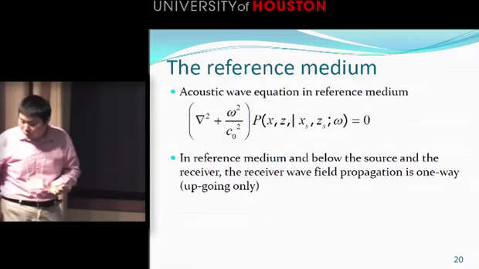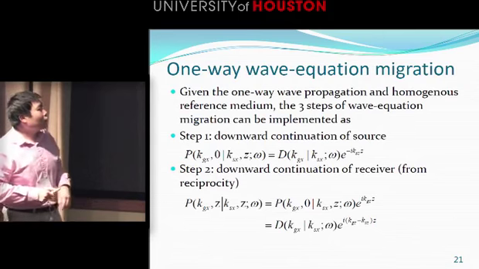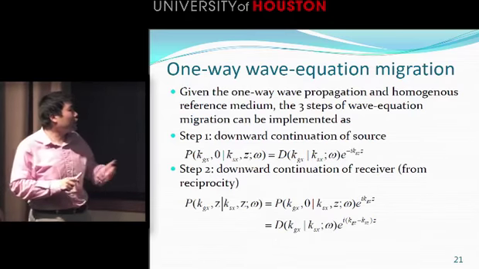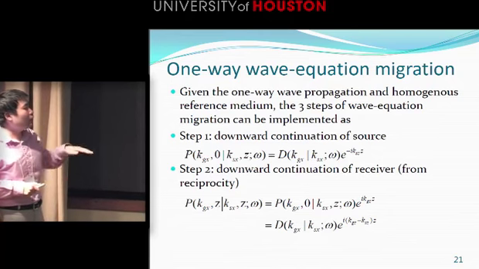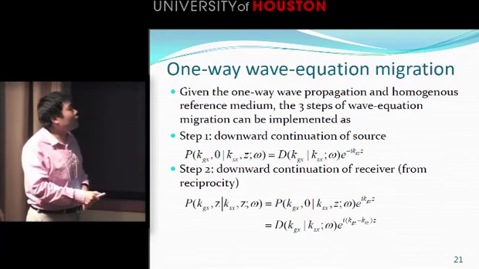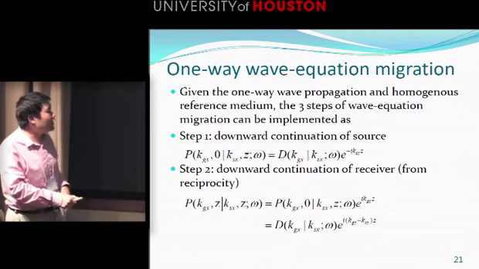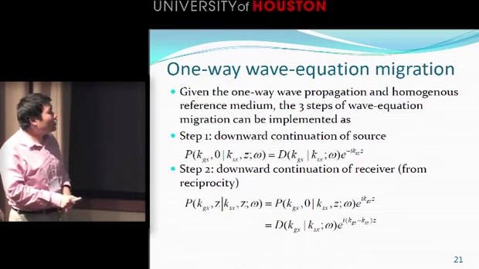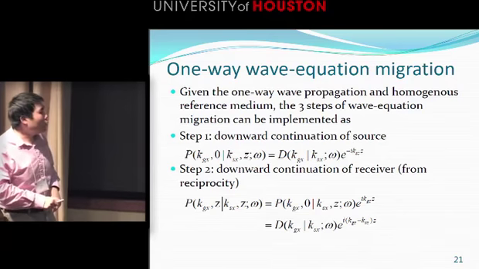receiver wave field. And given the one-way propagation and the homogeneous reference medium, the first and second steps are very easy. We do not need the Green's theorem prediction, or we can do that easily. First, we want to do downward continuation of the source, put the source down, because we have the homogeneous medium and the one-way wave. We can use a phase shift to do that. Very easy. It's only a phase shift. And then from reciprocity, we can use the phase shift for the second step. In this one we just put the source from the zero depth to the subsurface depth, and in this one we just put the receiver also at depth.